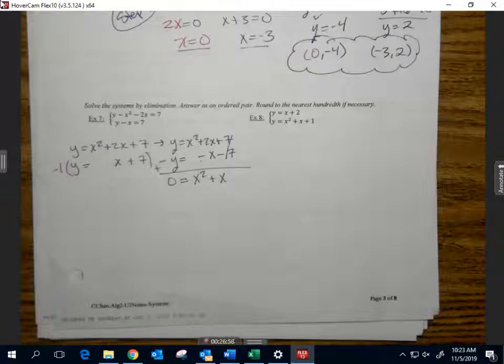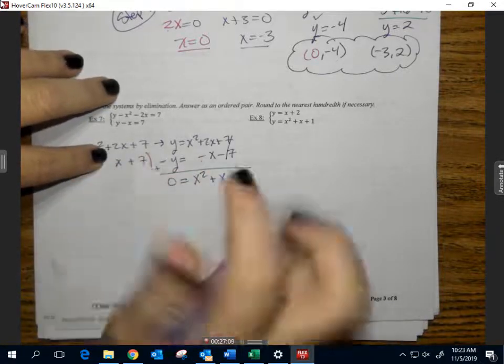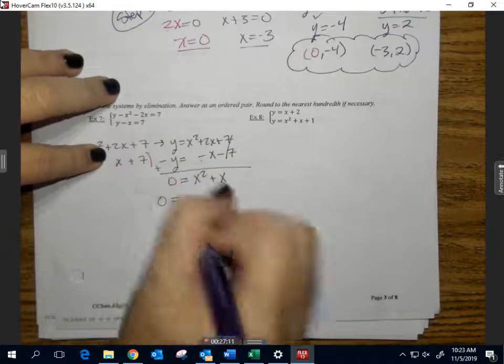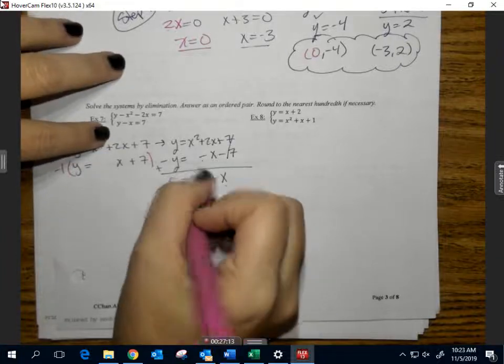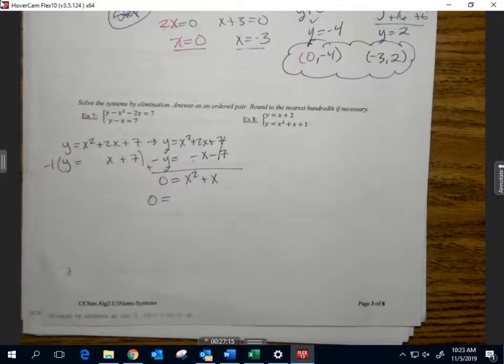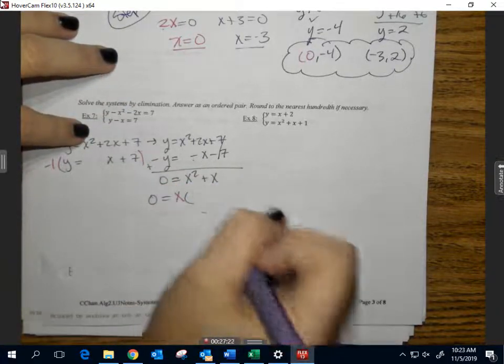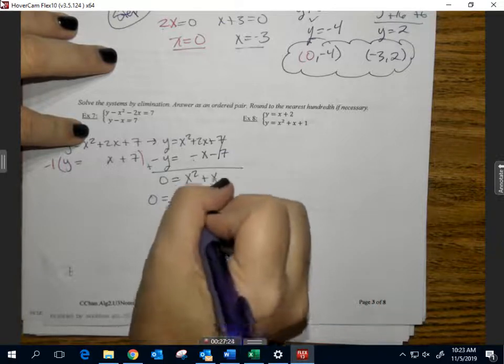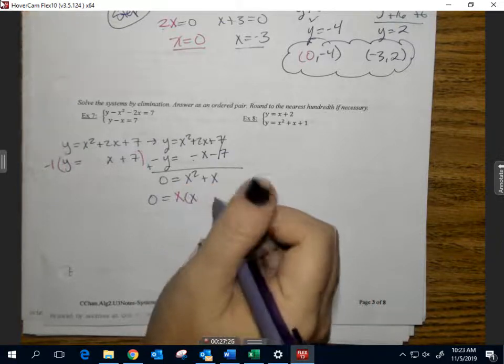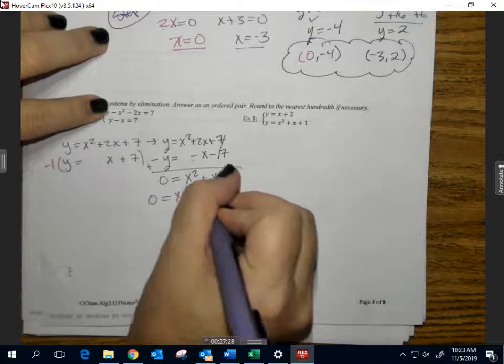We're at 2 terms. So are we going to find the GCF to factor them, or are we going to solve by the square root method? GCF, because they both have an x in them, okay? What is the GCF for x squared and x? It's just x. x times what gives me x squared? x times what gives me x? 1.